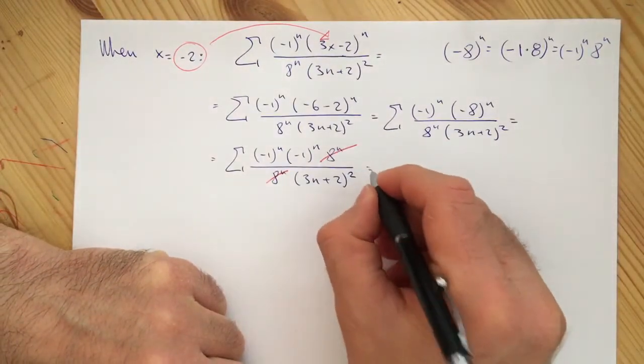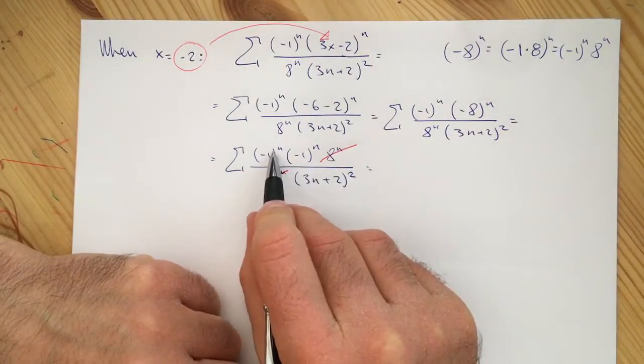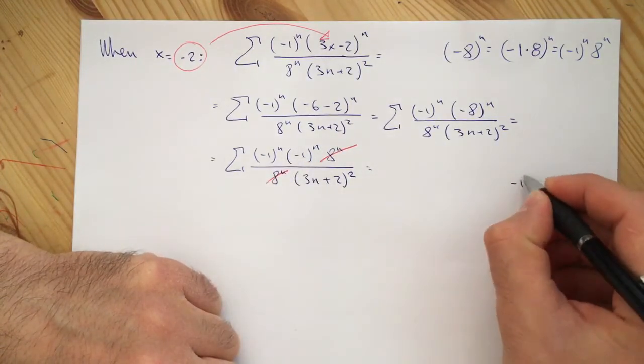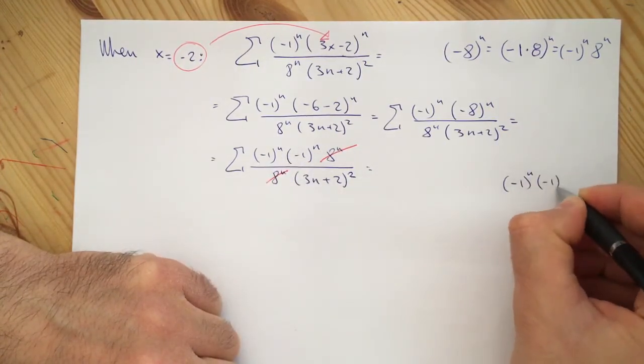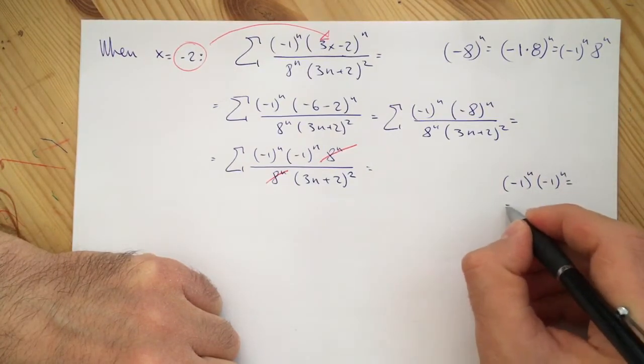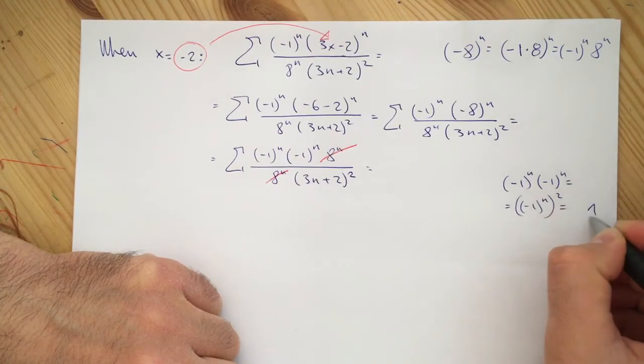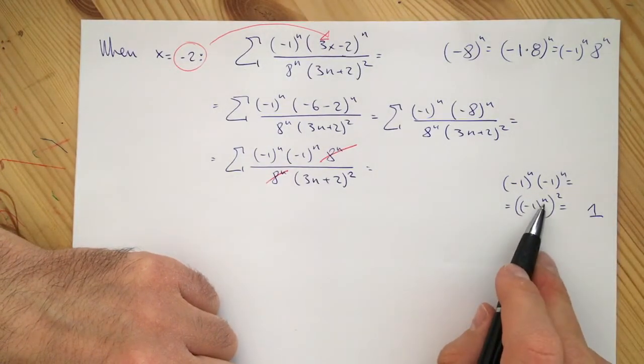And what do I get? Well, now what is (-1)^n squared? (-1)^n times (-1)^n, that's (-1)^(2n), and this is 1. Why? Because independent of whether n is odd or even, right?